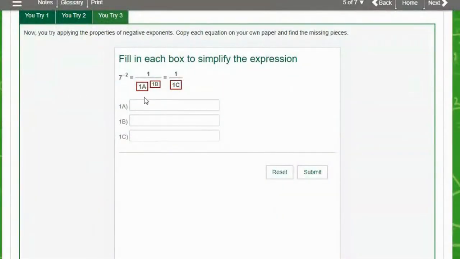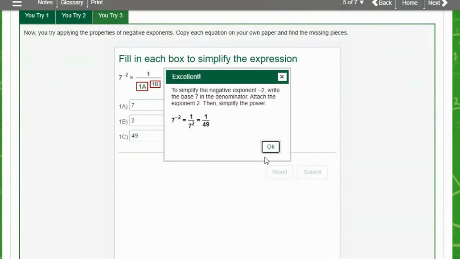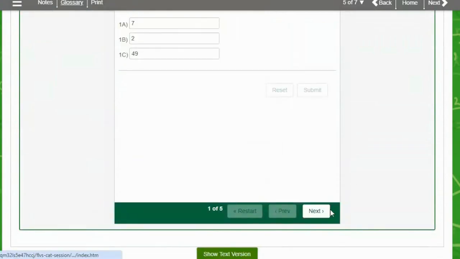So the 1a, this would be the 7. 1b would be the power. So once it's moved into the denominator, that's a 2. And it equals, well, 7 squared, 49. Submit. Excellent. See, and there it kind of steps through right there. And I'm betting, yep, there's 5 of those as well.